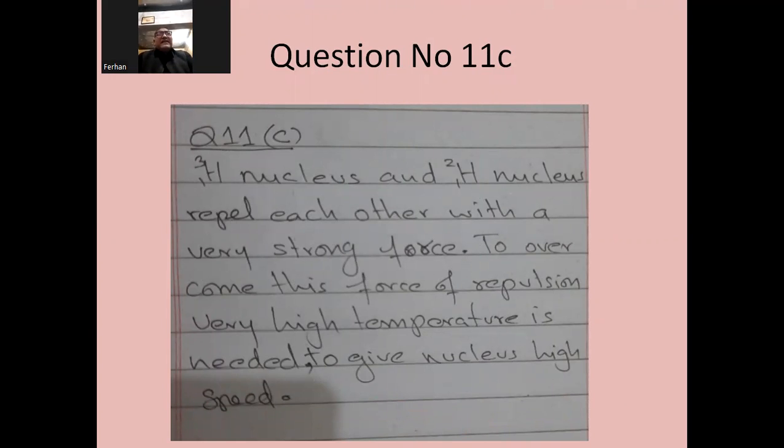The tritium nucleus and the deuterium nucleus repel each other with a very strong force. To overcome this force of repulsion, a very high temperature is needed to give the nuclei high speed. When they get the high speed, they have enough temperature to overcome the repulsion between both the nuclei.